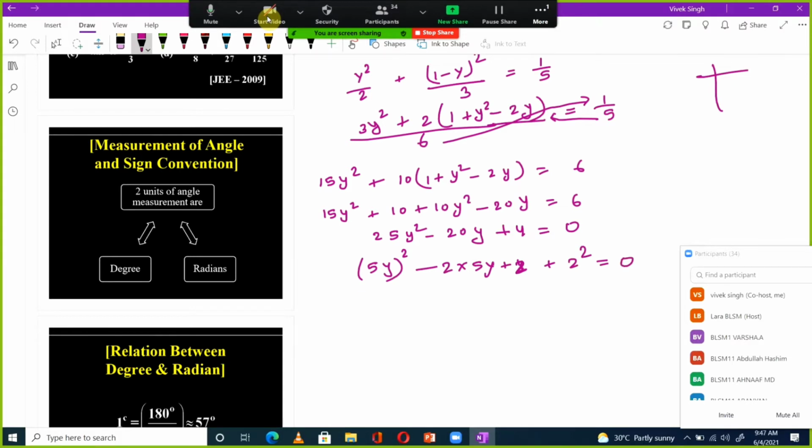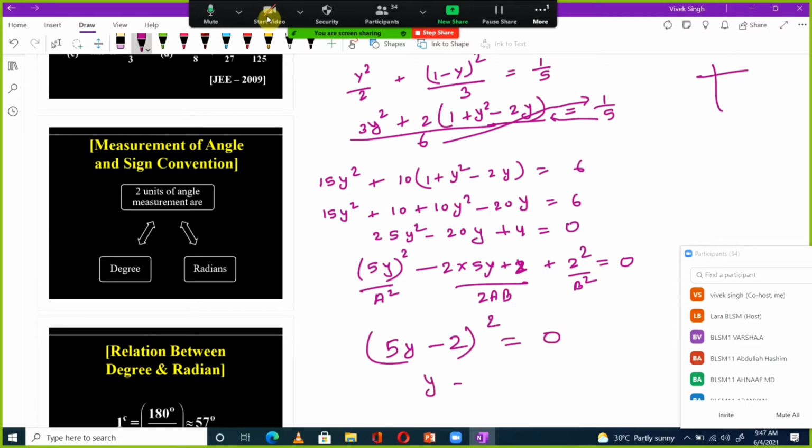So what we are getting? a square plus b square, and this minus 2ab. So what can we write this one? Can we write a minus b whole square? In place of a, what we have written? 5y minus b. What is your b value? 2. So 5y minus 2 the whole square, and this will be equal to 0.